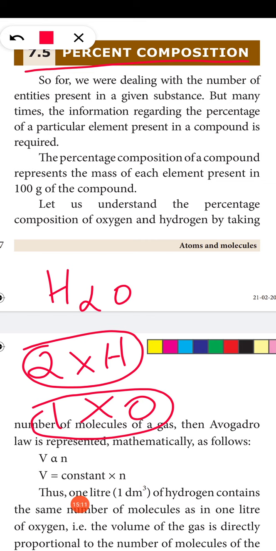Now in your class there are 30 boys and 20 girls. So what is the percentage composition of boys and girls? There are 30 boys and 20 girls. So the percentage composition of boys is 60%. So 60% boys are present in your class and 40% girls are present in your class. So that is percentage.